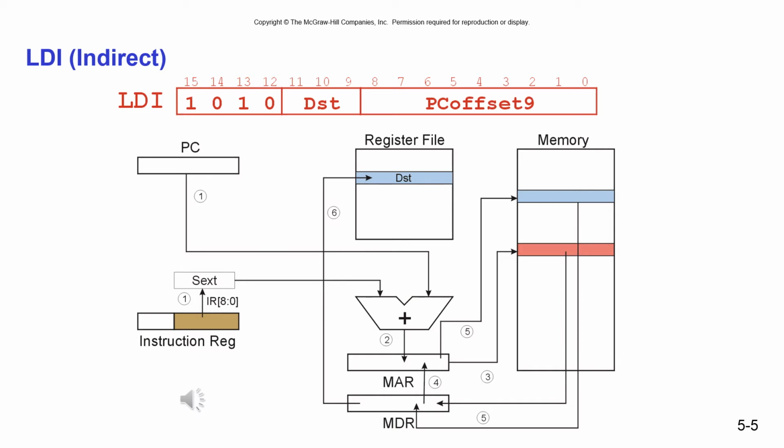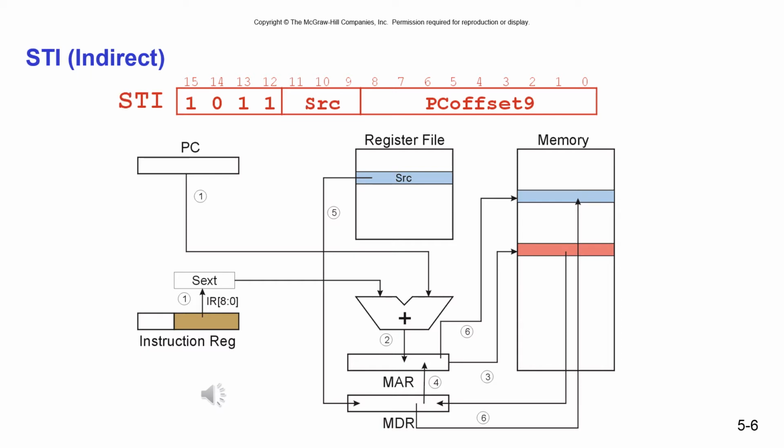Here's a data path for LDI. You'll see the memory address register needs to get the sign extended offset and add it to the program counter. Then the memory address register needs to go to that location, which was a label, which generated an offset, and then use that value to calculate the actual address in memory where we're going to load from. And then it comes to the memory data register, and then it's stored into the destination register.